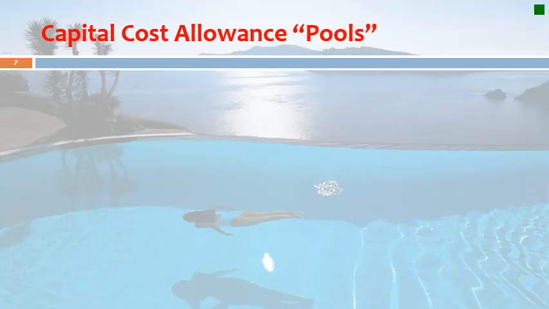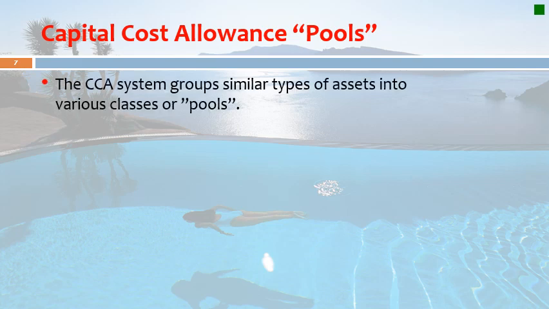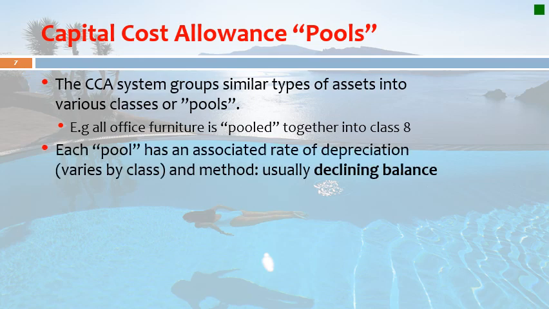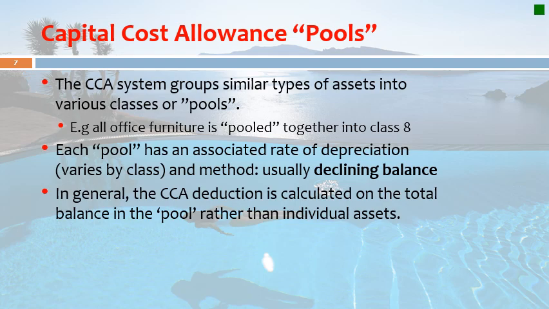The Capital Cost Allowance system, rather than calculate CCA on each individual asset, groups similar types of assets into various defined classes or pools. For example, all office furniture is pooled together into one Class 8 pool. Each of these pools has an associated depreciation rate prescribed by the Income Tax Act and a method which is usually the declining balance method. Note this is not the double declining balance method you may be familiar with from accounting. The CCA deduction is usually calculated on the total pool balance rather than on individual assets. This makes the calculation a lot easier when a business has many assets.